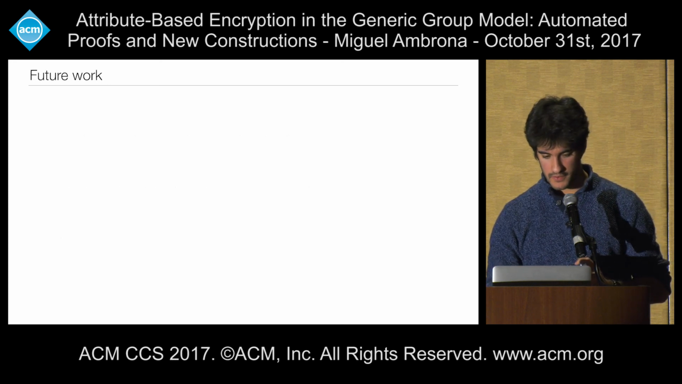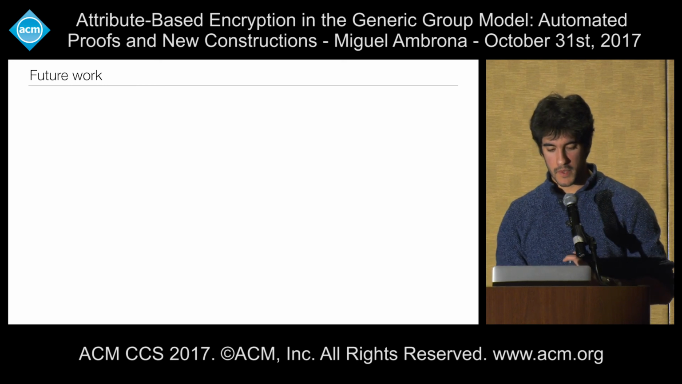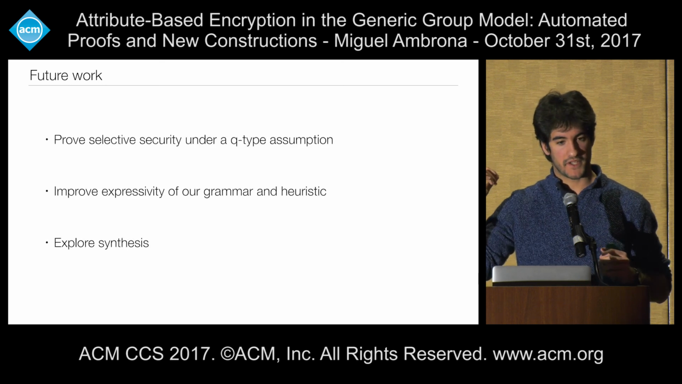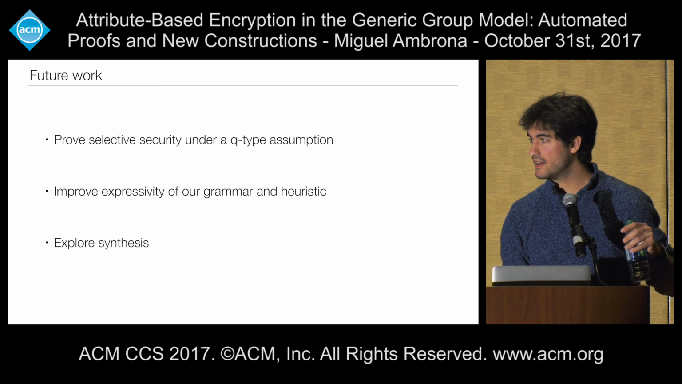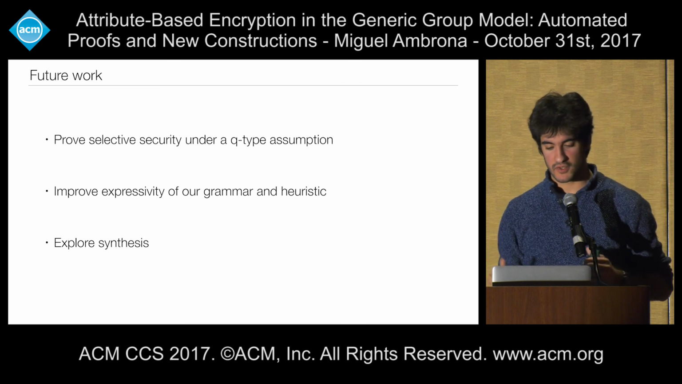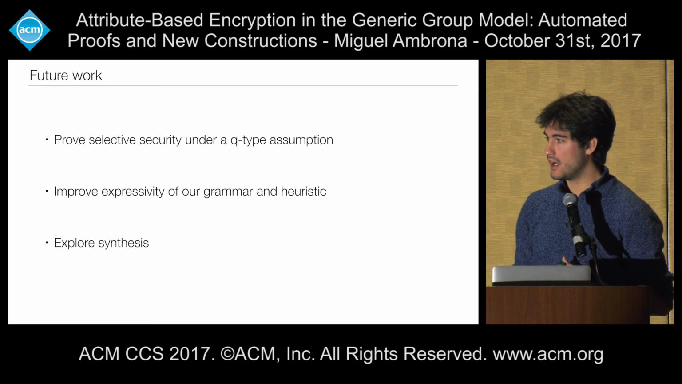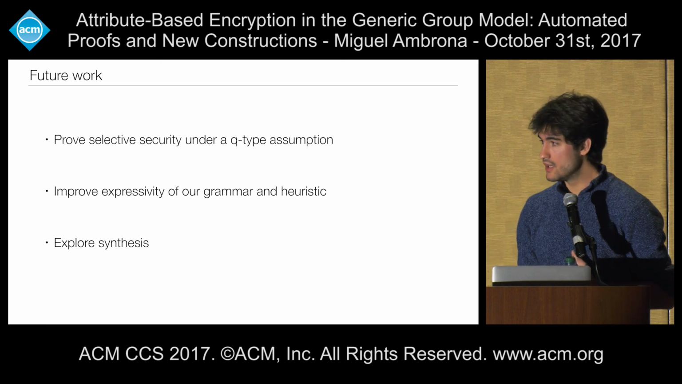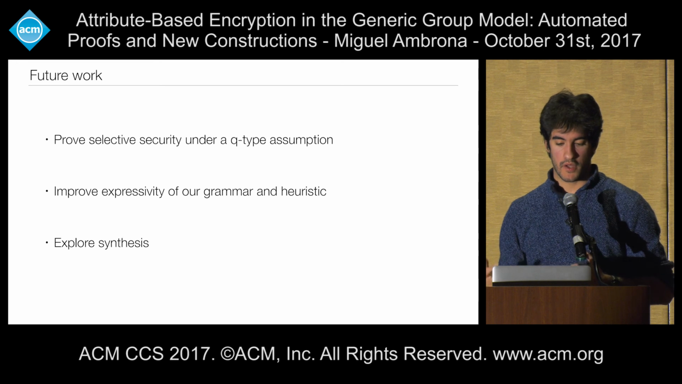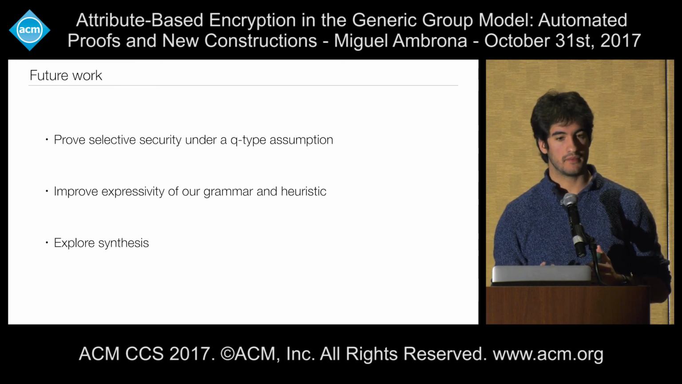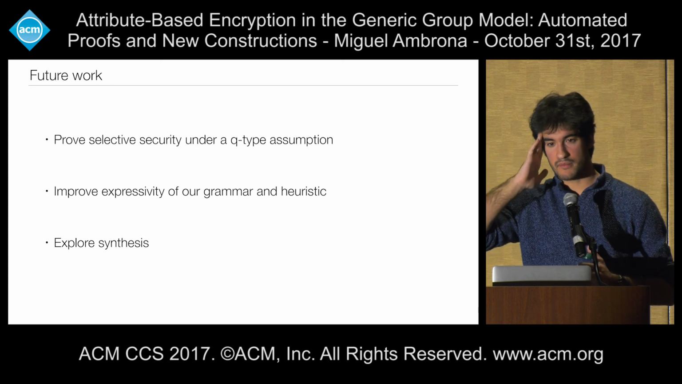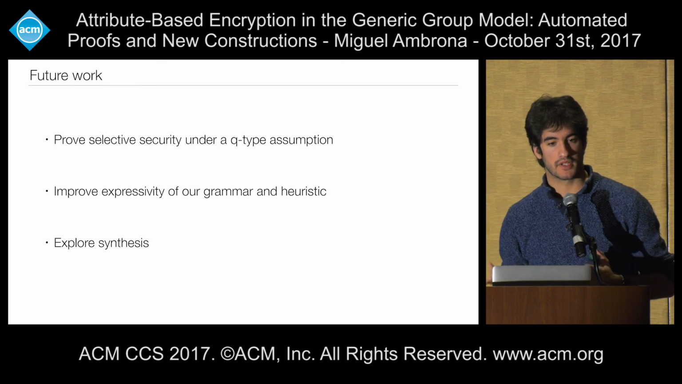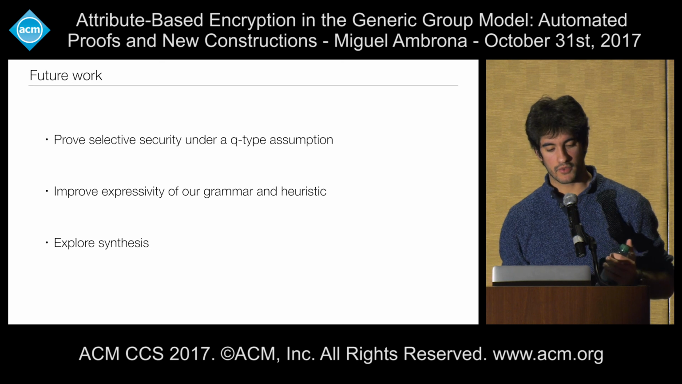I want to finish by talking about future work. From the theoretical point of view, it would be interesting to prove selective security under a Q-type assumption. So you improve the security model, you go to the standard model, but you only prove selective security. From the practical point of view, it would be interesting to explore synthesis. For example, if we could generate many primitives in a certain modular way, for example, considering many polynomials for exponents of group elements, we could use our tool to filter those schemes and only get those that are secure, and then look at them more carefully.